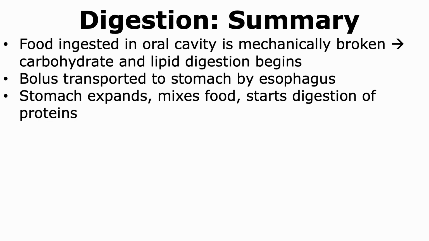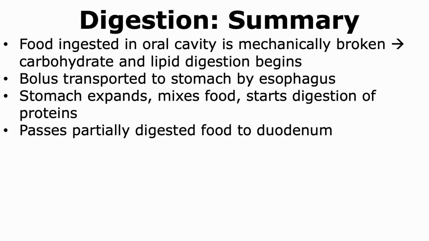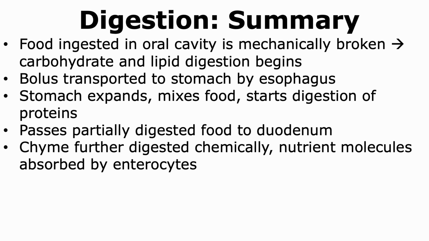The food enters the stomach as the stomach expands, mixes the food through contractions, and begins the digestion of different food molecules, especially proteins. The partially digested food then enters the duodenum of the small intestine, where it is further digested through the action of different enzymes. The nutrient molecules that are then broken down are absorbed by the intestinal epithelial cells or enterocytes.